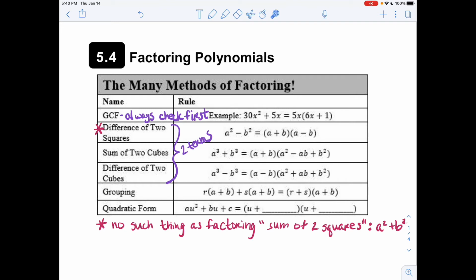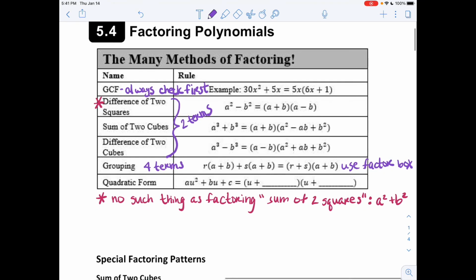Grouping is new, and grouping is what we're going to use if we have a polynomial that has four terms. In order to do that, this is the actual formula, but we're going to use a little bit easier method called a factor box. So we're going to use a factor box. Basically the same type of box that we'd use in our Xbox method for factoring quadratics. So it's going to look familiar to you whenever we get to that.